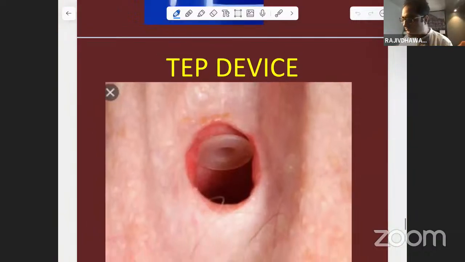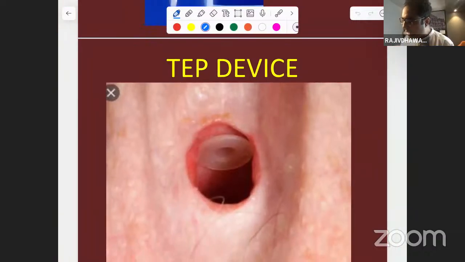This picture is very, very important. This picture has got 3 MCQs of NEET PG also, beta. Number 1, what surgery has been done on this patient? The answer is total laryngectomy. What is the name of this hole? Permanent tracheostomy. What is the name of this device? Tracheoesophageal puncture device.